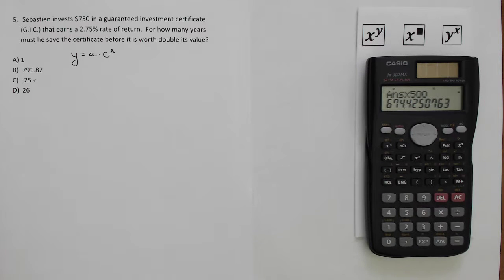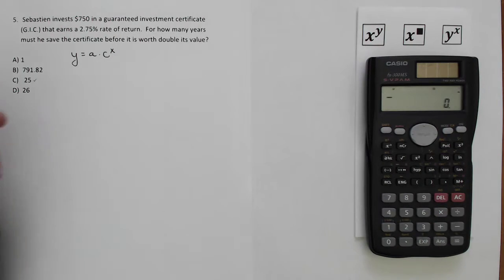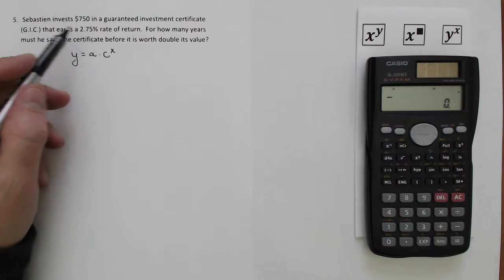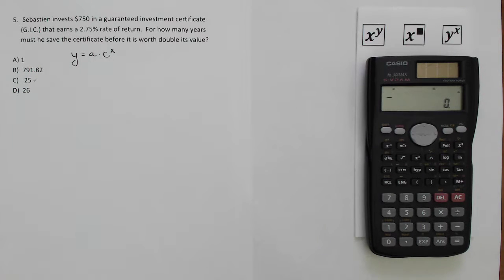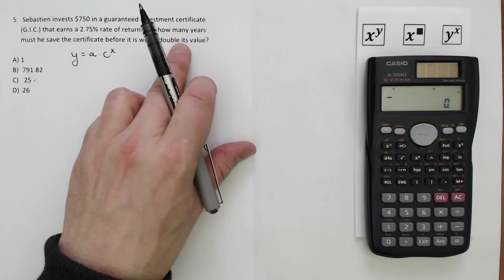Hey, this is Exponents number 5. Sebastian invests $750 in a guaranteed investment certificate, which is called the GIC, that earns a 2.75% annual rate of return. For how many years must he save the certificate before it's worth double its value?